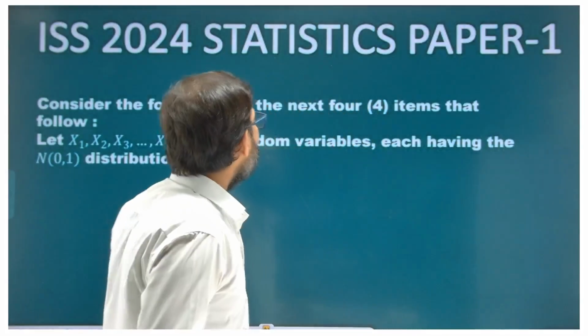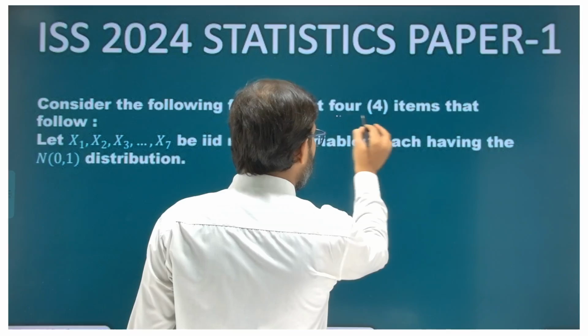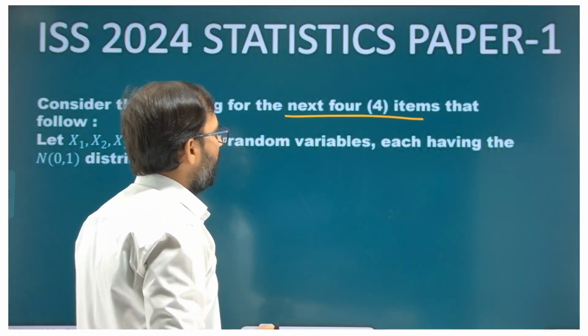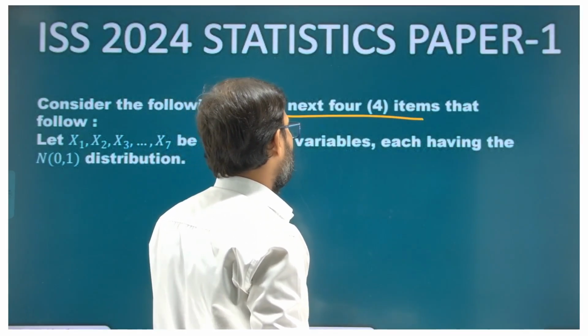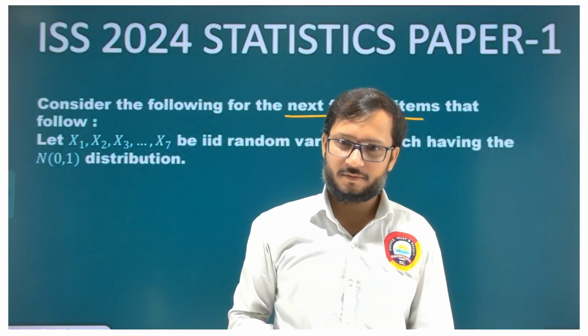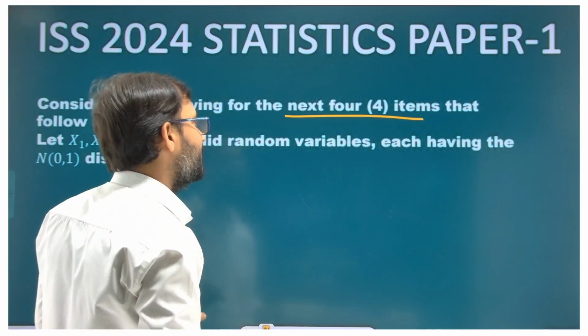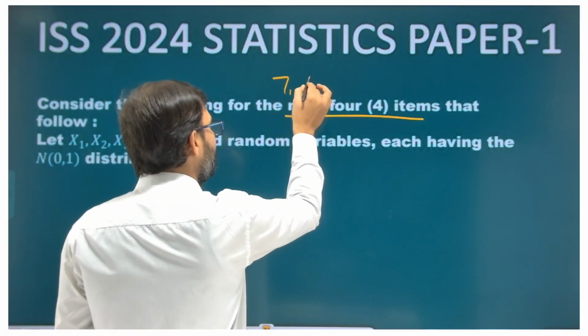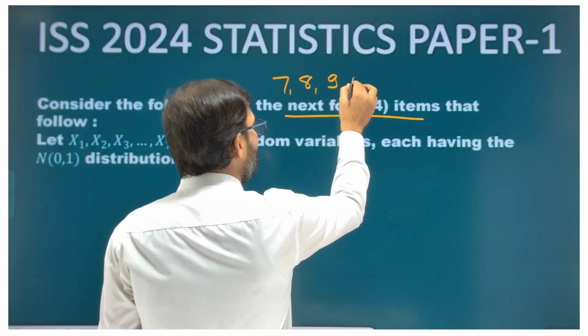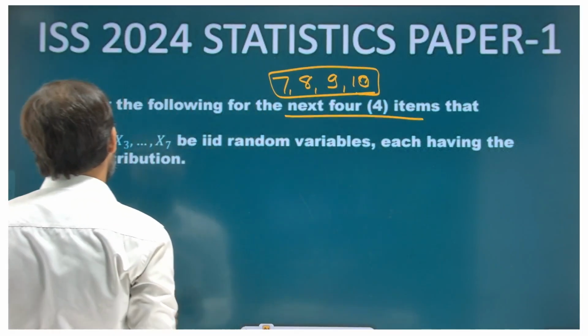So let's start question 7. Actually, this is again a section, and this section contains 4 items. Got the point? So in this section, we will do question number 7, 8, 9, and 10. Got the point? So we can do it.